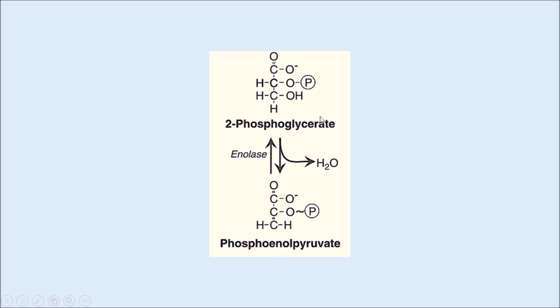Now 2-phosphoglycerate is dehydrated reversibly to form phosphoenol pyruvate in the presence of enolase, and the phosphoenol pyruvate has the high energy phosphoenol group. This phosphoenol group is sufficient to drive the synthesis of ATP from ADP in the subsequent step by the process known as substrate level phosphorylation.